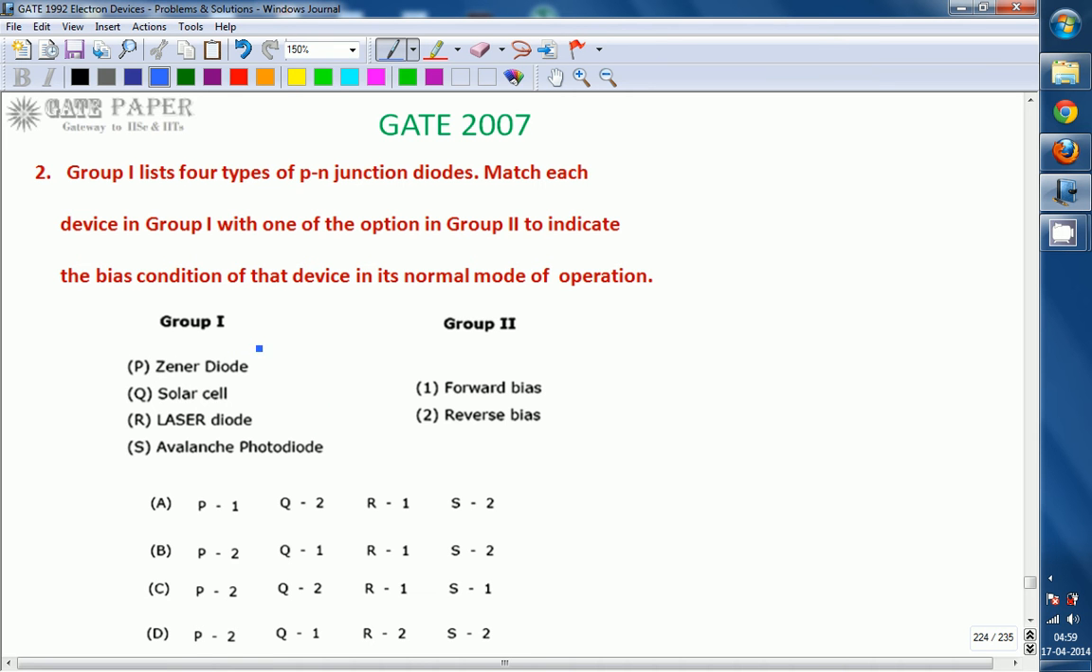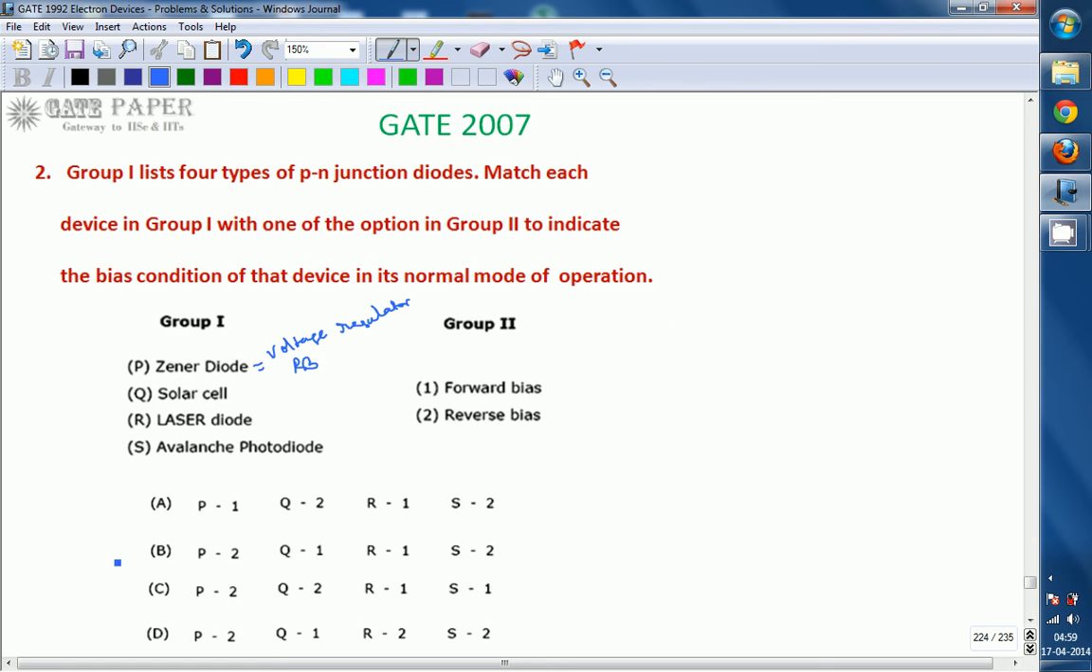The main application of a Zener diode is as a voltage regulator. A voltage regulator maintains constant voltage even though there are fluctuations in the input voltage. This property is used only under the Zener breakdown region, which occurs in reverse bias. So Zener diode is going to be matched with reverse bias.